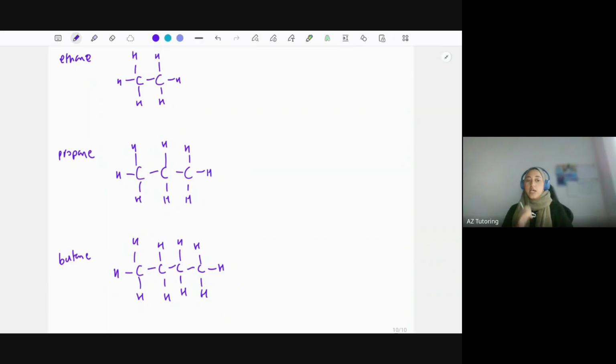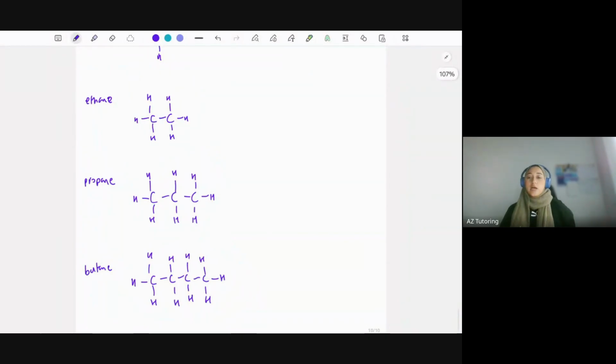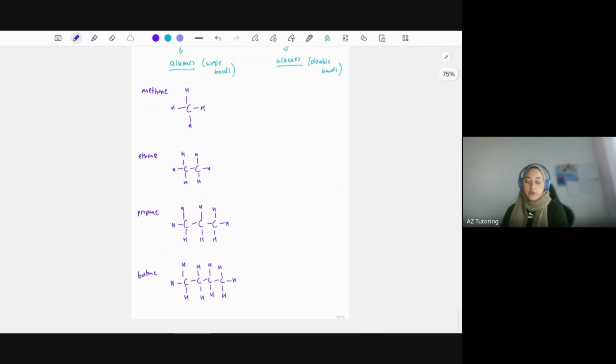Sometimes they don't put in all these hydrogens, they just leave it as sticks just because it's annoying to draw them. Now remember, these carbon chains can get very long. You can even get a carbon chain with 20 carbons on, but they do expect you to know the first four for each of these.